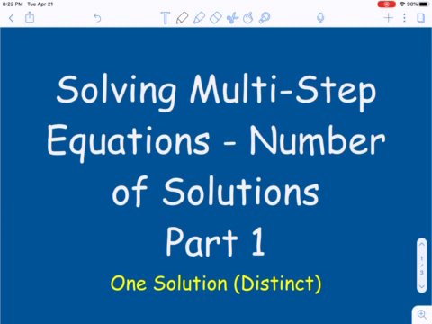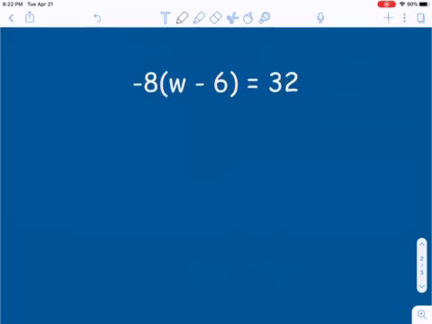So the word distinct means it's singular, right? It kind of stands out. And so when you have a distinct solution, it means you only get one solution for the whole thing. All right? And like I said, when you compare that to the other options, it will make sense. So let's just solve this problem.